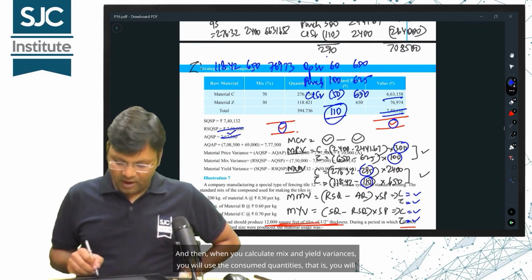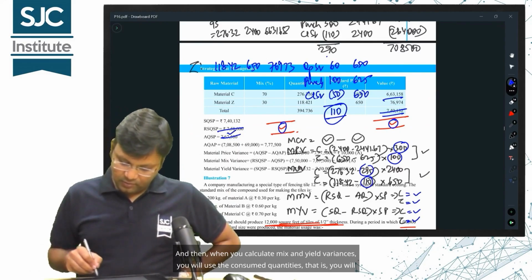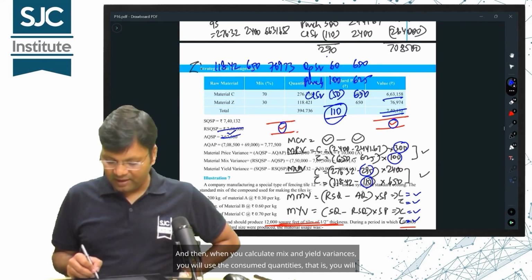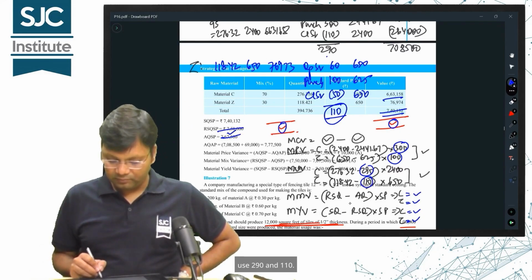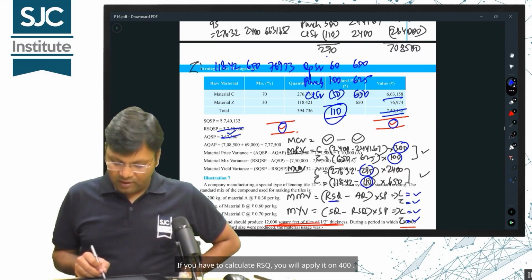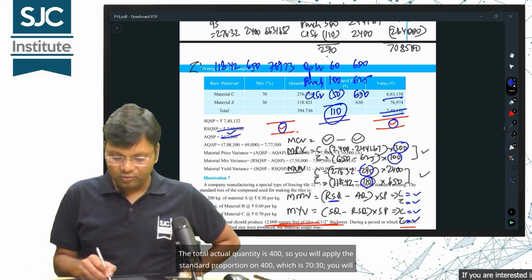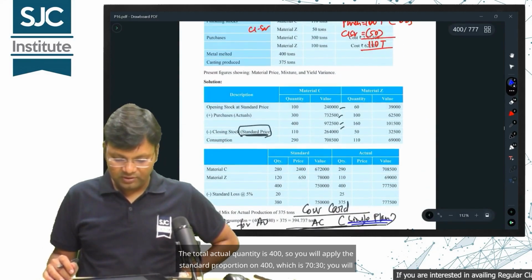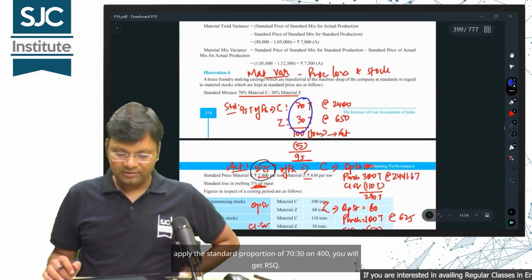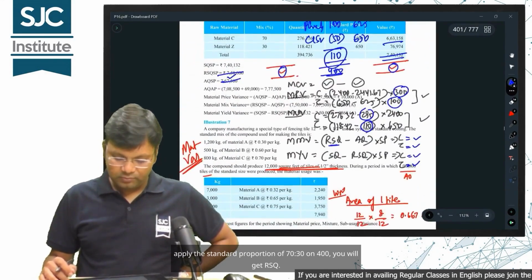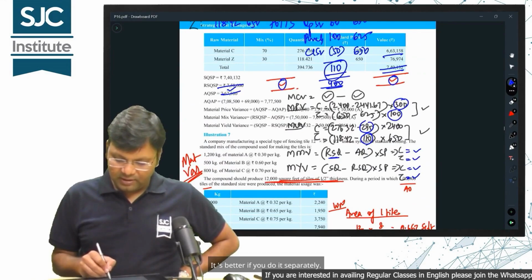And then, when you calculate mix and yield variances, you will use the consumed quantities, that is, you will use 290 and 110. If you have to calculate RSQ, you will apply it on 400. The total actual quantity is 400, so you will apply the standard proportion on 400, which is 70, 30. You will apply the standard proportion of 70, 30 on 400, you will get RSQ. It's better if you do it separately.